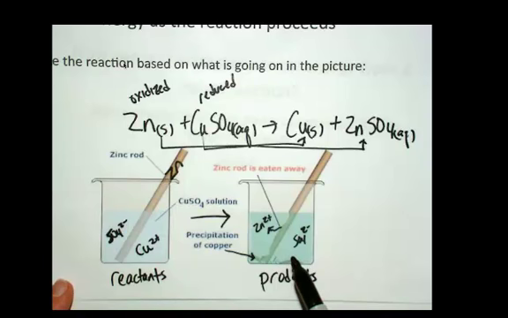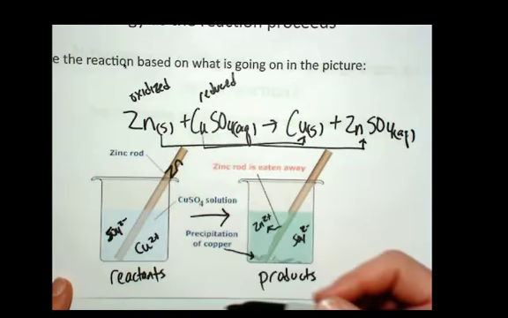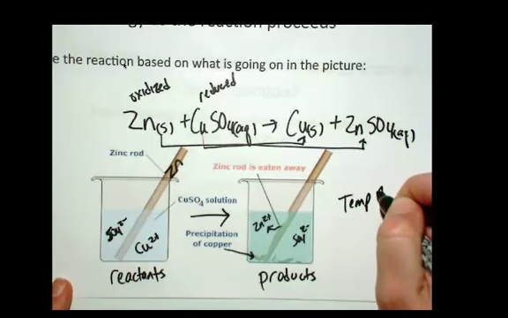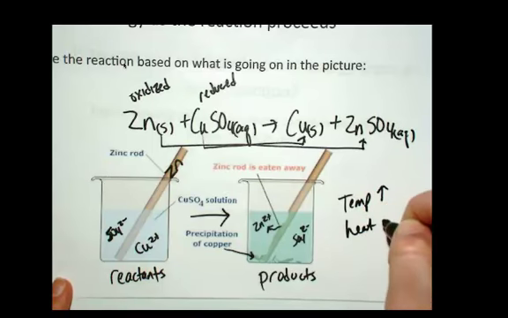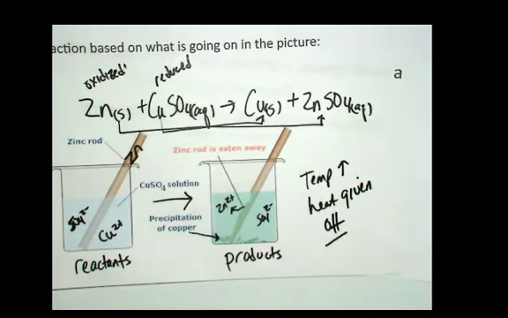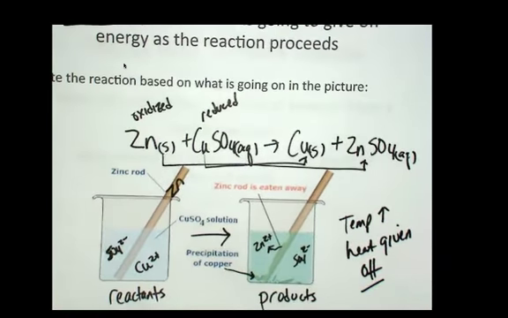And so it's spontaneous, energy is given off. If I had a thermometer stuck down in here with these reactants, I would see that the temperature goes up a little bit, and a little bit of heat is given off. Heat given off. It's an exothermic reaction. So that's an example of an exothermic spontaneous electron transfer type reaction.